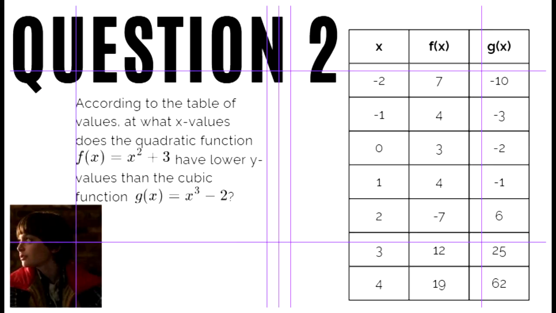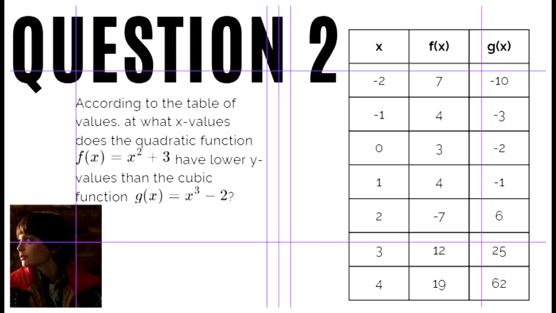Let's do it with a table. This time I'm going to try not to just give you the answer. According to the table of values, at what x values does the quadratic function f of x have lower y values than the cubic function g of x? So when does g start winning? Pause the video and figure it out.